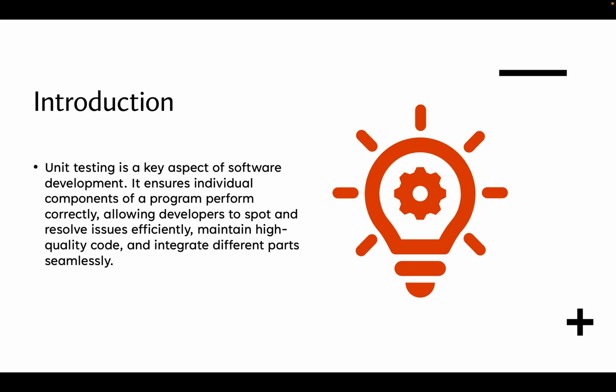First, let's define what unit testing is. Unit testing involves testing the smallest testable parts of an application, like functions or methods, in isolation. By doing this, we can ensure that every component behaves as expected before integrating into a larger system.